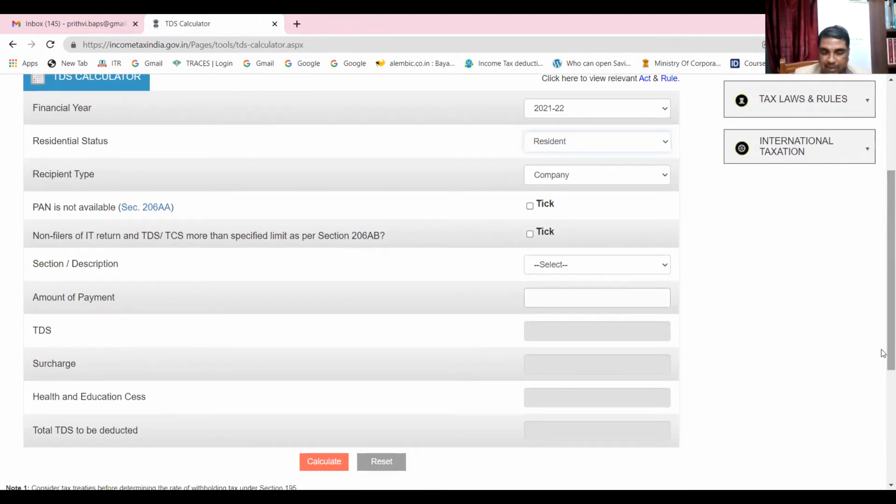When PAN is not available, the rate of TDS will be higher. Tax has to be deducted at a maximum rate. Therefore this question is asking whether PAN is available or not, meaning the receiver's PAN we are asking. For example, let us say you are a company. Let us say you have appointed a contractor to do some work. You will be paying him money, yes or no? When you are paying him money, you are supposed to deduct tax at source, that is TDS.